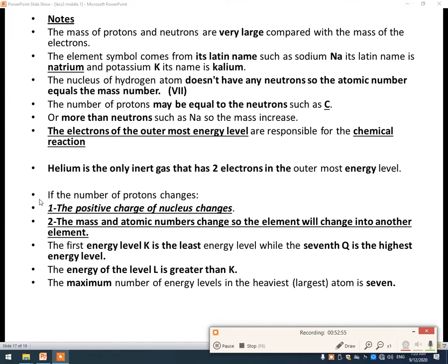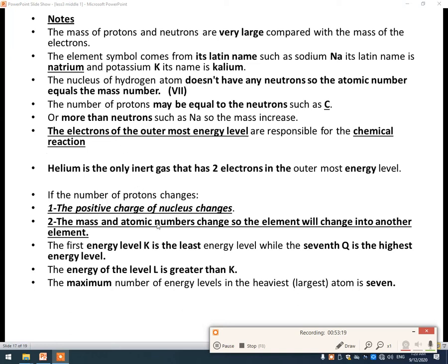You have to know that we said the number of protons equals the number of electrons, which equals the atomic number. So if the number of protons changes, the atomic number will change, and if the atomic number changes, the mass number will change, and the element will change into another element.